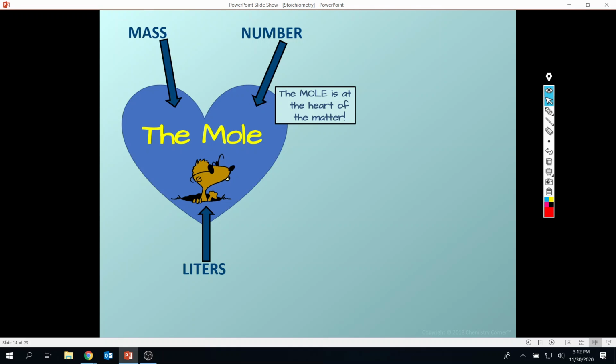You can take mass of a chemical and convert to moles. You can take number of particles and convert to moles. You could take liters of gas and convert to moles. Okay? Any of this could be turned into moles. All right, and that's what you have to do. That's what we've done previously.